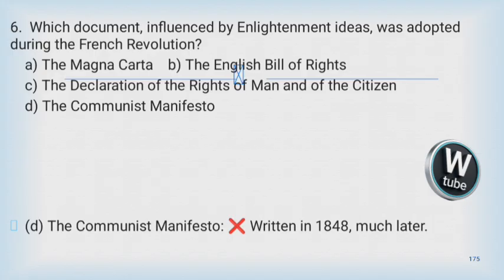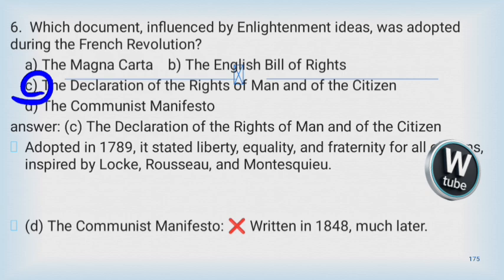The document influenced by the Enlightenment ideas adopted during the French Revolution was the Declaration of the Rights of Man and of the Citizen. C is the correct answer. This document was adopted in 1789. It stated liberty, equality, and fraternity for all citizens. Inspired by Locke, Rousseau, and Montesquieu.